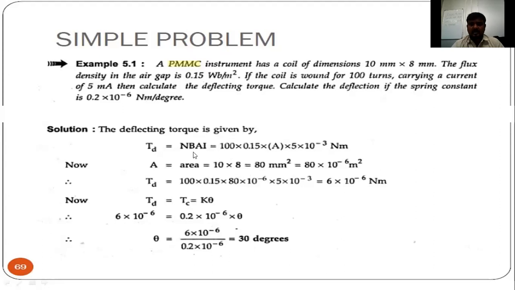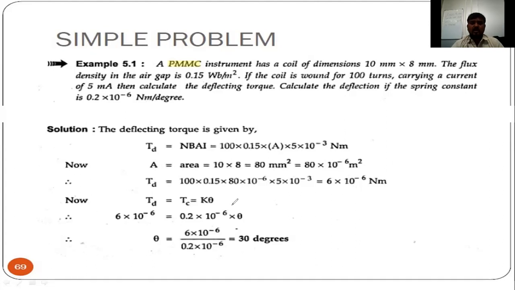Next, TD is NBAI. First, they asked to calculate the deflecting torque. So N is given, 100 turns, and B, the flux density, is given here. Flux density in the area is 0.15, you write down here. And the current is 5 milliampere, 5 into 10 to the power of minus 3. You write here and substitute in the calculator. And area A is 80 into 10 to the power of minus 6, you use here and put in the calculator. You will get the answer of 6 into 10 to the power of minus 6, which is the correct answer.